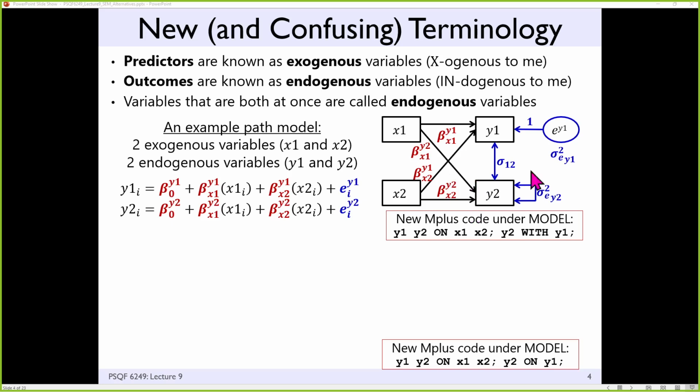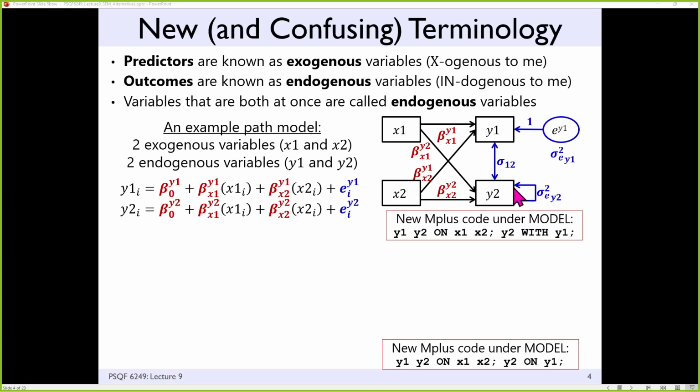In SEM and path model diagrams, you will see the idea of residual variance represented with a separate latent variable that is going into the box. This is the convention that we used in measurement models, having an E circle that goes into the box.